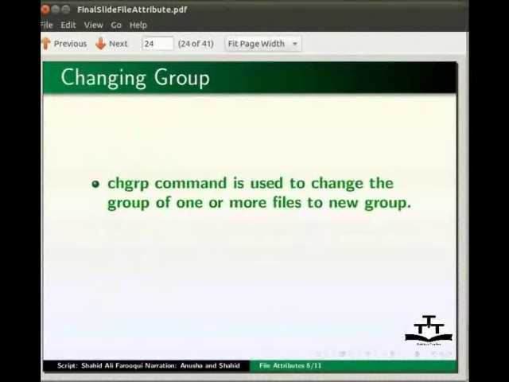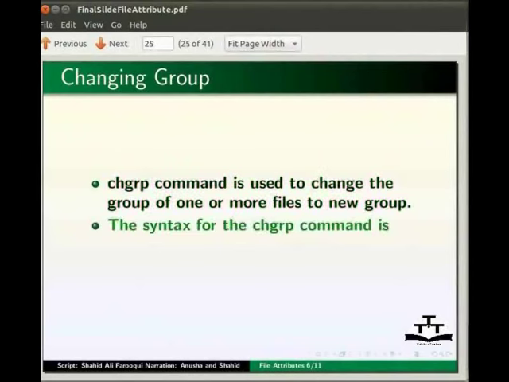chgrp command is used to change the group of one or more files to new group. New group is either a group ID, number or a group name located in /etc/group. Only the owner of a file or a privileged user may change the group. The syntax for the chgrp command is chgrp option new group files. Let's go to terminal.